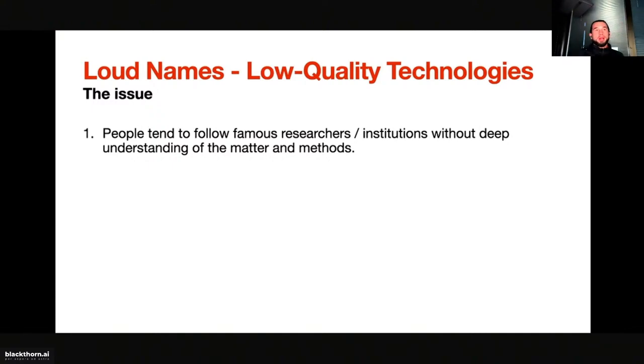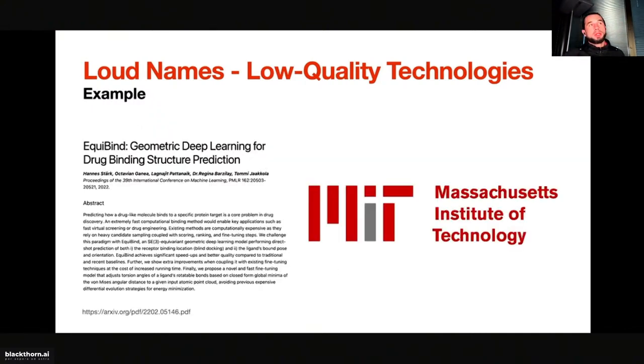So in our case, we will consider a paper from MIT. We all know that MIT is the top computer science university and research institution in the world. So if you see something from Cambridge, most likely it is good. And this is the paper, EquiBind. It is very fresh, it is 2022. It's geometric deep learning, one of the hottest current topics in drug discovery. Here is the link on arXiv to this publication.